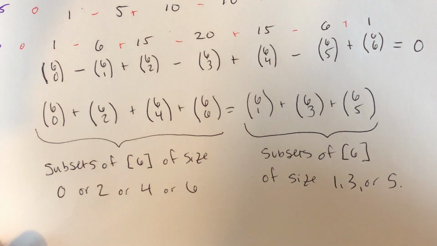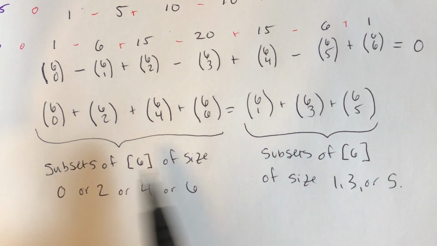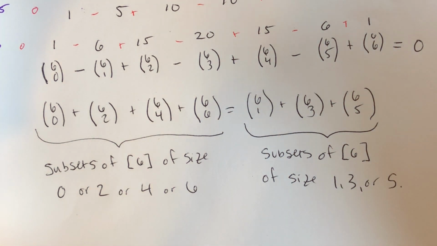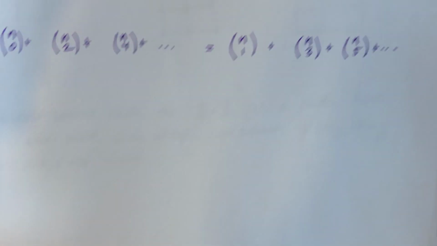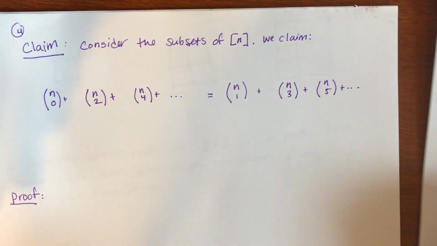So let's try to think about why this is happening, and actually let's try to generalize this into a conjecture about subsets of even size versus odd size. Right, this 6 is just sort of an arbitrary number. We could have done this for any n, and it looks like that alternating sum is always going to be 0.